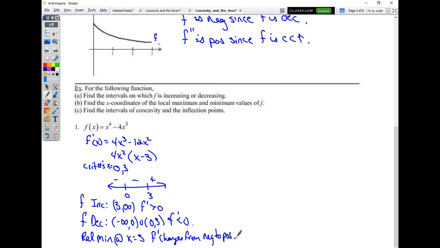So this is all the stuff that we've done before. Here's your part A stuff, increasing and decreasing. Here's your part B stuff, relative min. Now we've got to add on the concavity and inflection points.